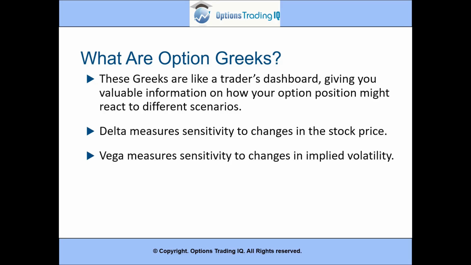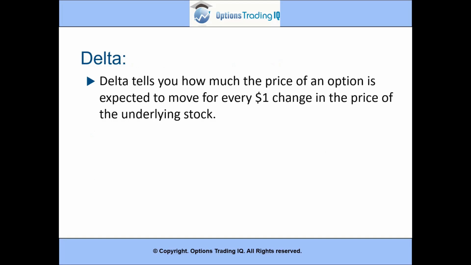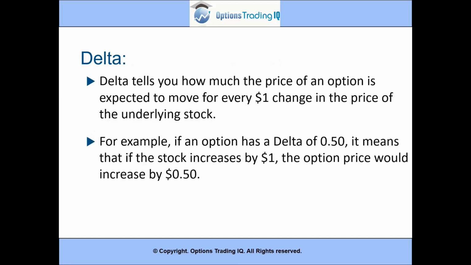Vega measures sensitivity to changes in implied volatility. Theta measures time decay. And gamma measures how quickly delta changes as the stock moves. So delta tells you how much the price of an option is expected to move for every $1 change in the price of the underlying stock. For example, if an option has a delta of 0.5, that means that if the stock increases by $1, the option price would increase by 50 cents. Delta values range from -1 to +1.